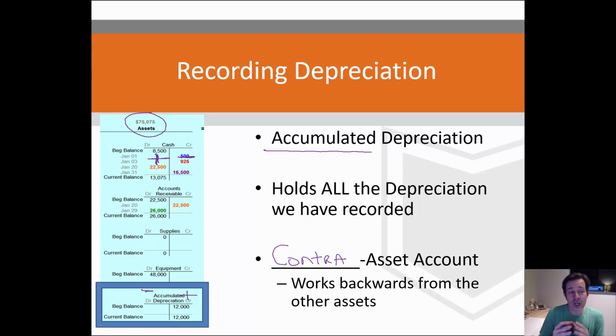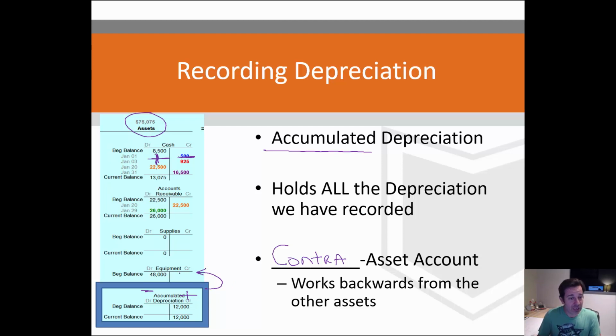I like to say that contra accounts are the ex-wife or the ex-husband or the ex-boyfriend or ex-girlfriend in the accounting world. And what I mean by that, their only purpose in life is to bring something else down. And maybe you have an ex in your life that's like that. It seemed like the only function they have looking back was to bring you down. That's what a contra account is. Its only function is to bring down another account. In this case, it functions to bring down the equipment account when you net the two together.